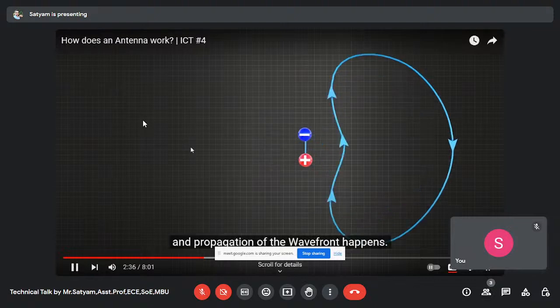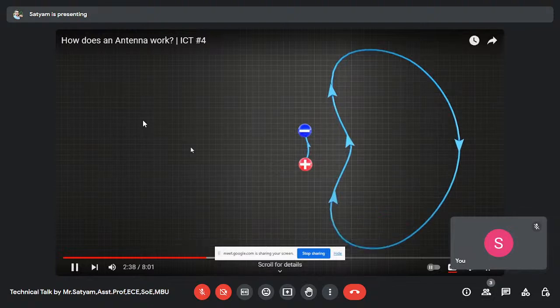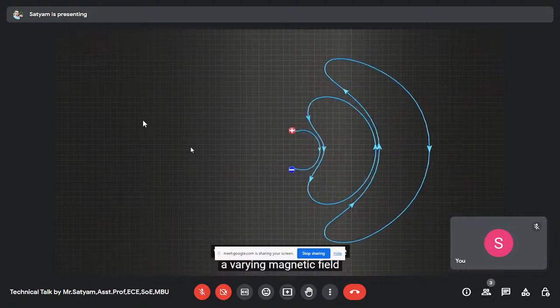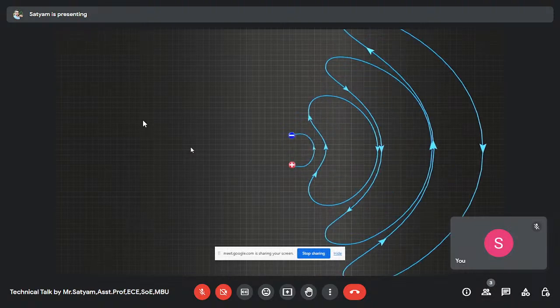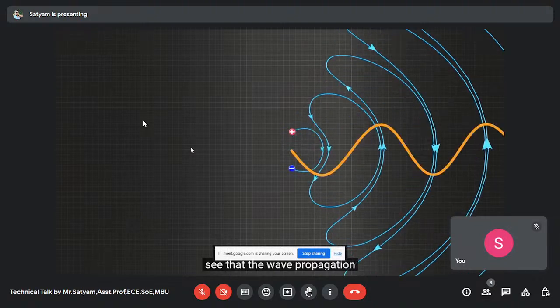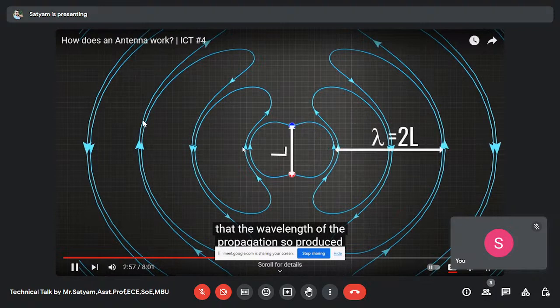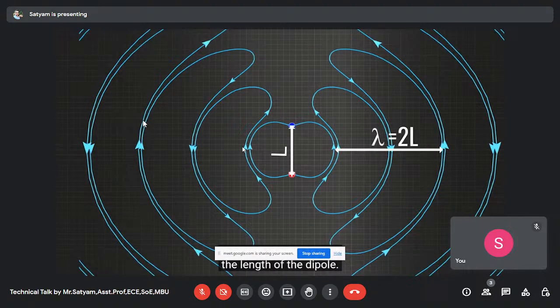The separation and propagation of the wavefront happens. Please note that this varying electric field will automatically generate a varying magnetic field perpendicular to it. If you draw electric field intensity variation with the distance, you can see that the wave propagation is sinusoidal in nature. It is interesting to note that the wavelength of the propagation so produced is exactly double the length of the dipole. We will come back to this point later.